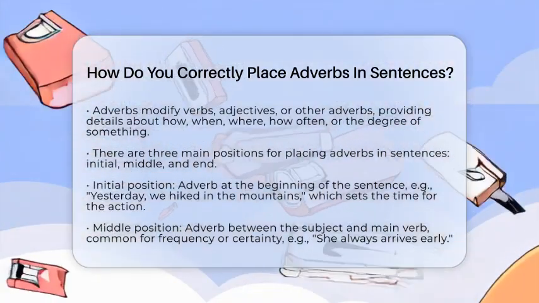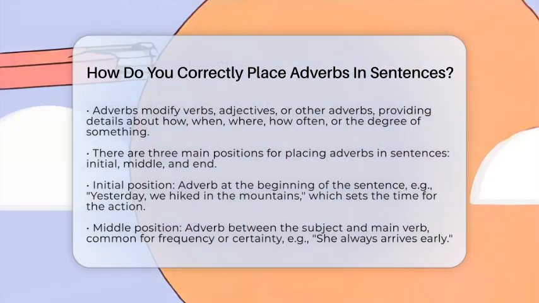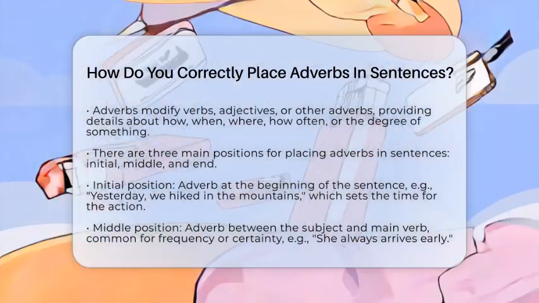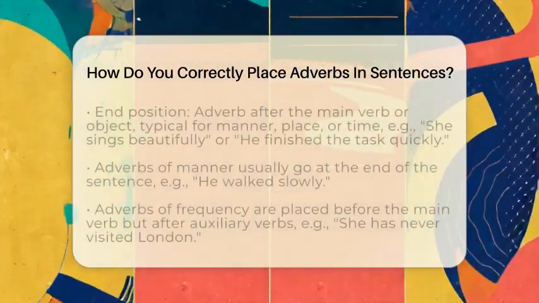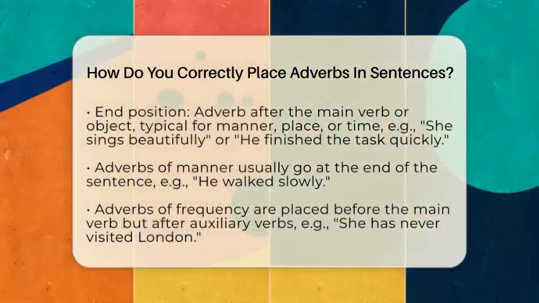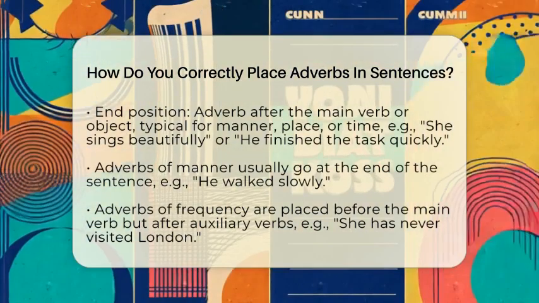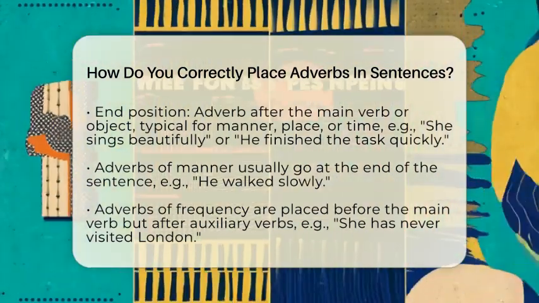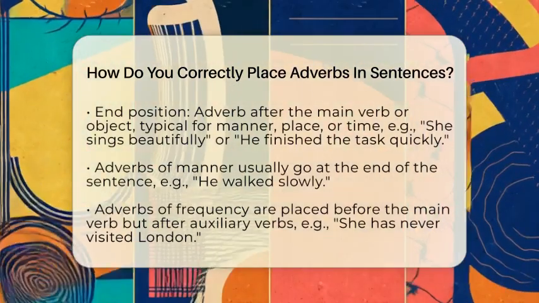The second position is the middle position. Adverbs in this spot usually go between the subject and the main verb. This is common for adverbs of frequency or certainty. For instance, she always arrives early. In this case, always tells us how often she arrives.